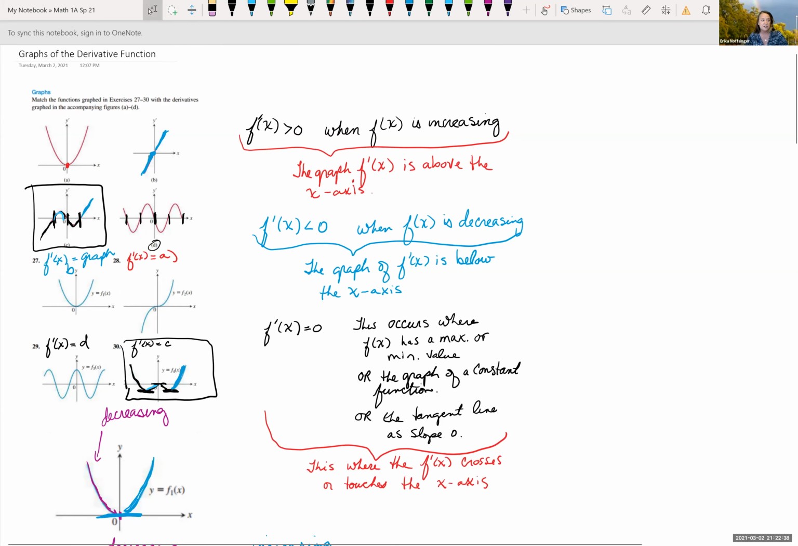So given an original function, you should be able to graph the derivative function. And again, looking at where it's above the x-axis, below the x-axis, thinking about slopes, maxes and mins is really helpful to do that.